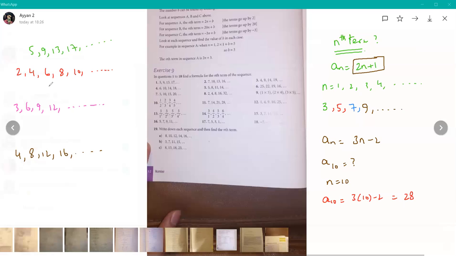2n minus 2. 2n and minus 2, okay. Yes, Ayan or Samiha or Huzefa, what do you think the nth term can be? 2n. It is 2n. Okay, this is in fact 2n.